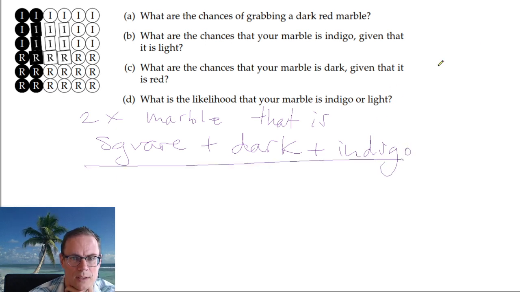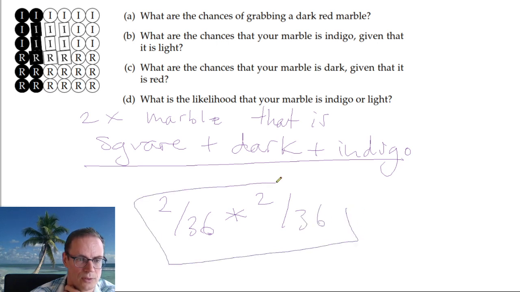Okay, well, square, dark, and indigo. Well, there are not too many of those. Only 2. So grabbing a marble 1 time, that's square, dark, and indigo, is 2 out of 36. But to do that twice is to do it to the power of 2. So that is the answer to the question. What's the likelihood of grabbing a marble that's square and indigo and dark twice in a row after putting it back?